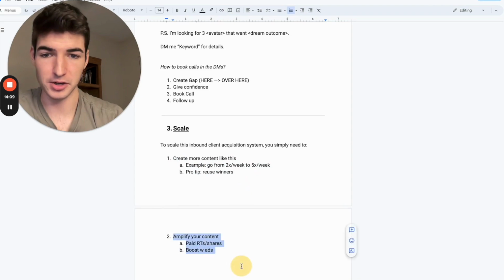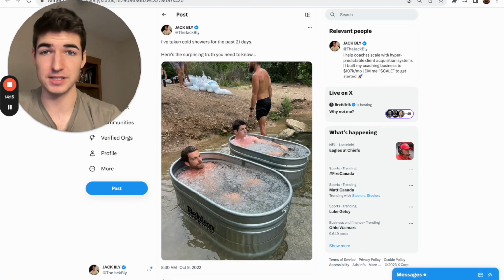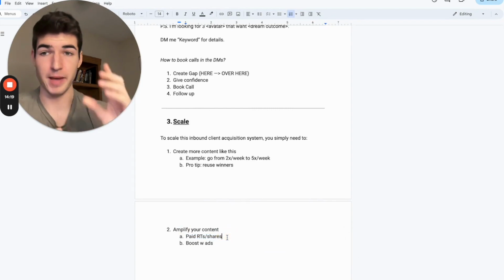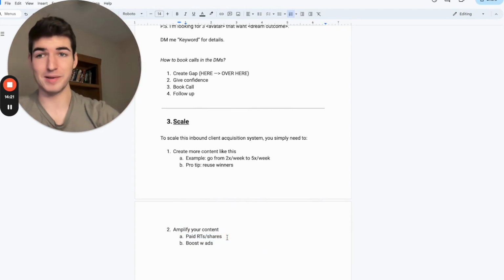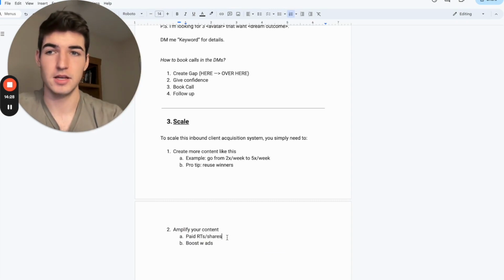The second thing is amplify your content. This is huge. This is actually one of the biggest portions here. These things were amplified, all of these threads. So you can do paid retweets or shares. You pay people to retweet this content, to repost it, to share it. This can apply to basically every platform that has some sharing function. You can pay for this.